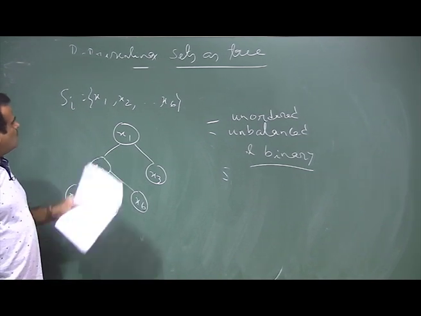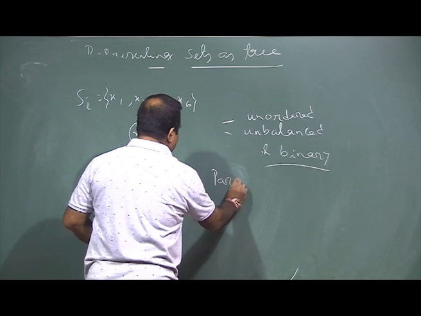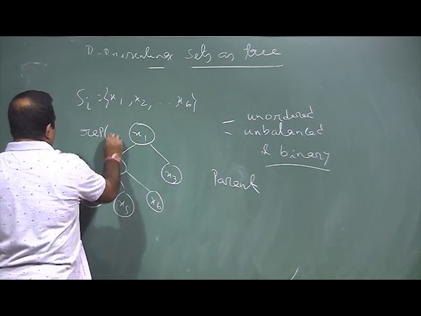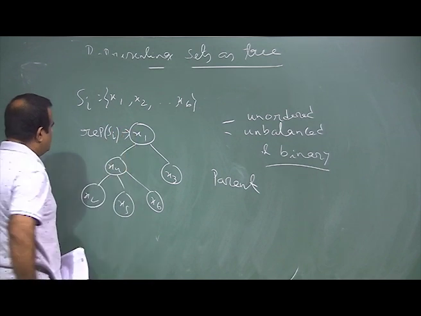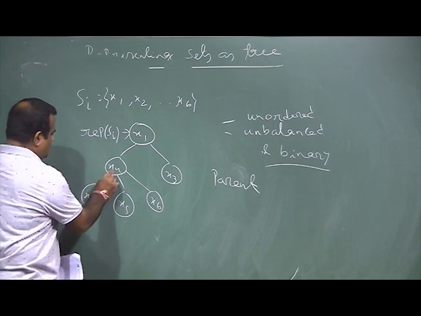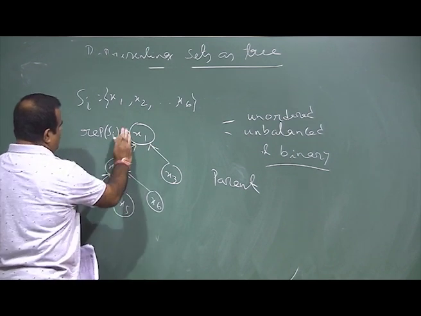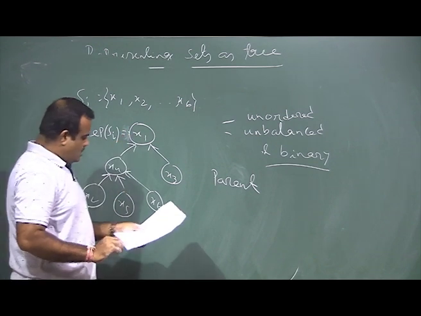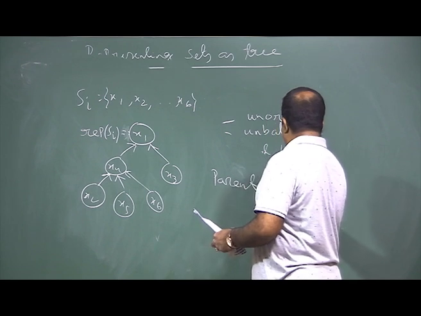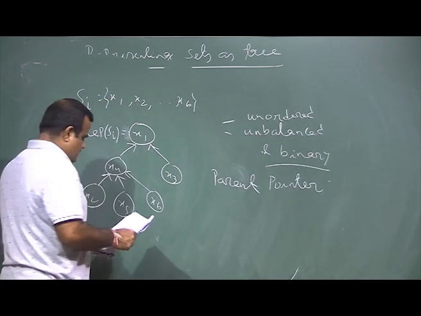Now we do not have child pointers; we only have parent pointers, and this is the root. The rep of Si is this one, the root of the tree. We only have the parent pointer of each node. We do not care about the child pointers, because there is no need to.